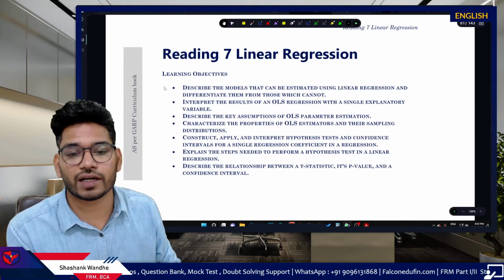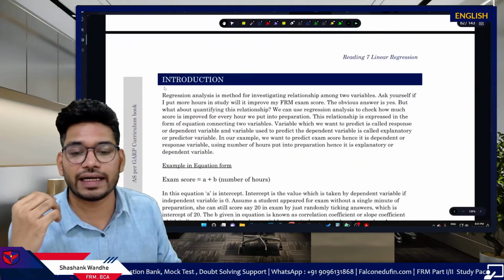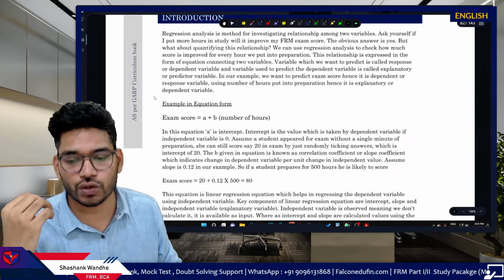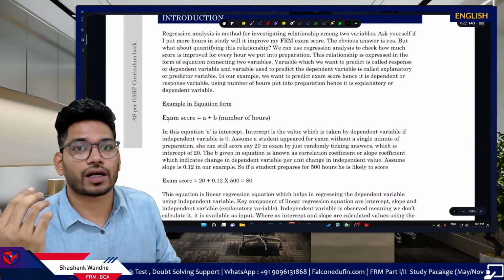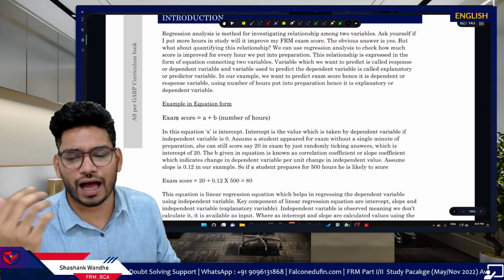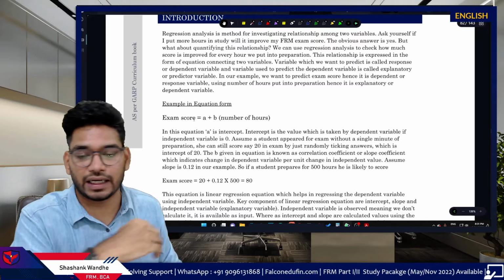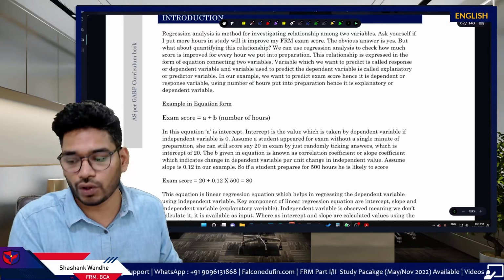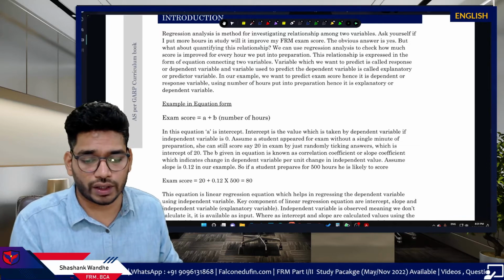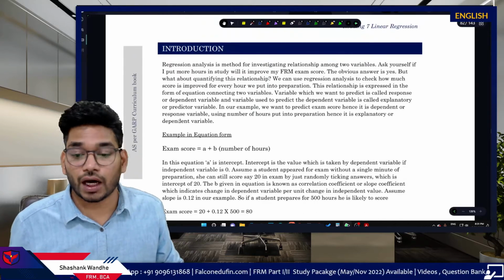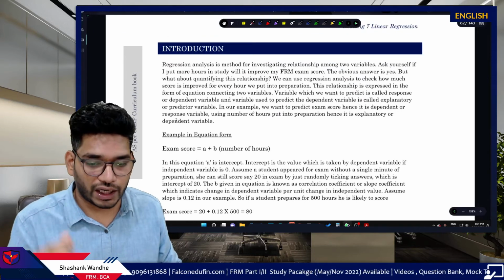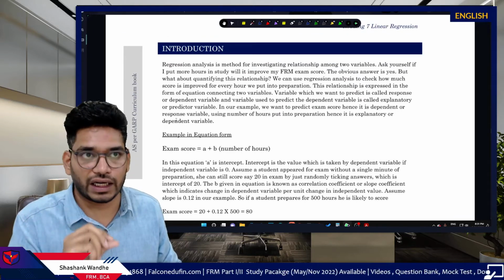Right, so we are starting with reading number 7, linear regression. This reading starts with the understanding of linear regression. So what is a linear regression? Linear regression is a very basic equation where we have y is equal to alpha plus beta multiplied by x. I hope you have already studied this topic, so you already know what a linear regression equation with one variable is. The first part covers the one variable part.